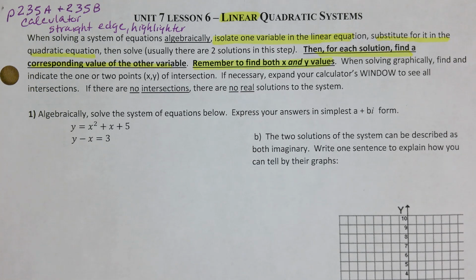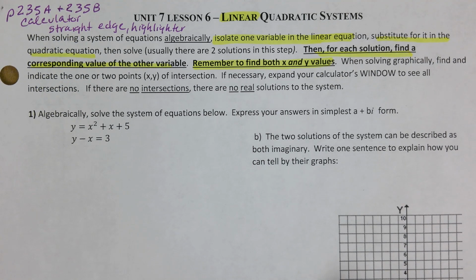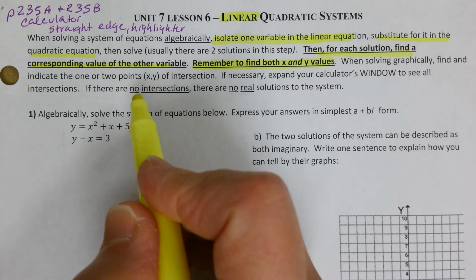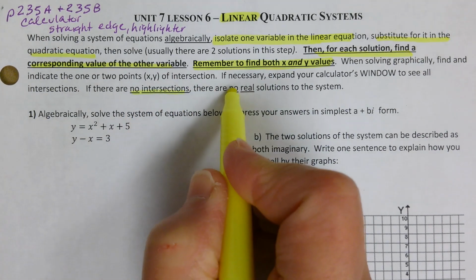When solving graphically, find and indicate the 1 or 2 points of intersection. If necessary, expand your calculator's window to see all intersections. If there are no intersections, there are no real solutions for the system.